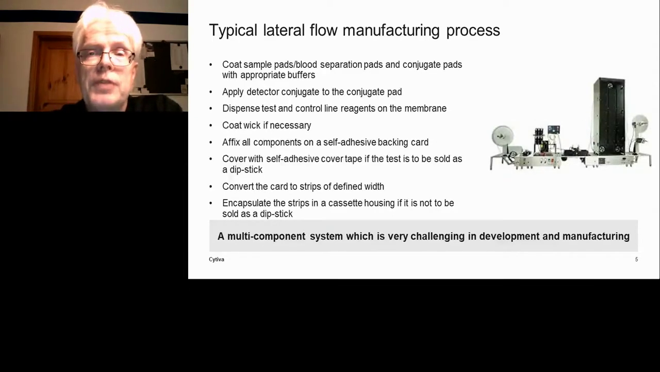Typically, a lateral flow manufacturing process consists of a number of different steps. So you coat the sample pads and potentially blood separators and conjugate pads with appropriate buffers. You apply your detector conjugate to the conjugate pad and dry it. You dispense your test and control lines onto the membrane. If necessary, you would coat even the wick. You will affix all components to a self-adhesive backing card, cover this card with a translucent cover tape if the test is to be sold as a dipstick, or you will cut the card into strips of defined width and encapsulate these strips in a cassette housing, if it's not to be sold as a dipstick. So what we have here is a multi-component system.